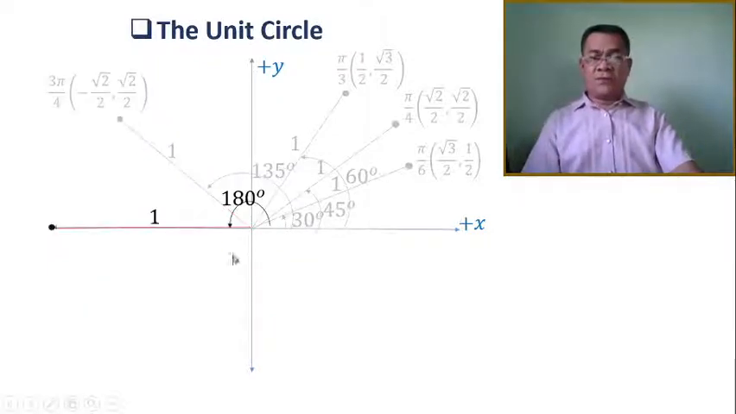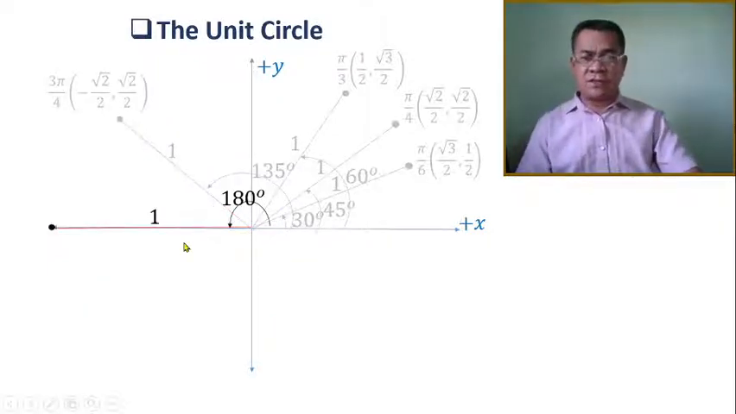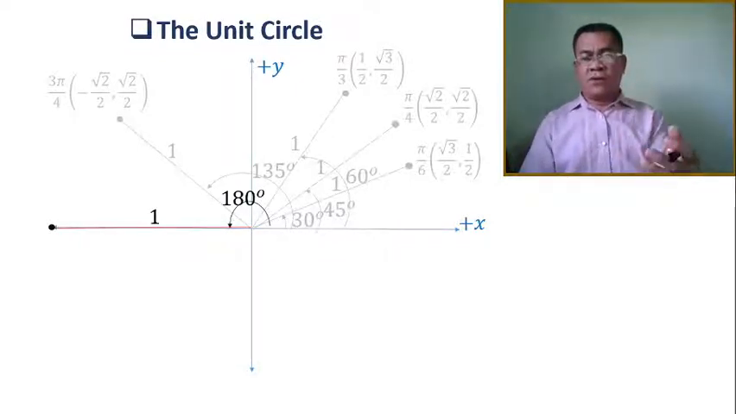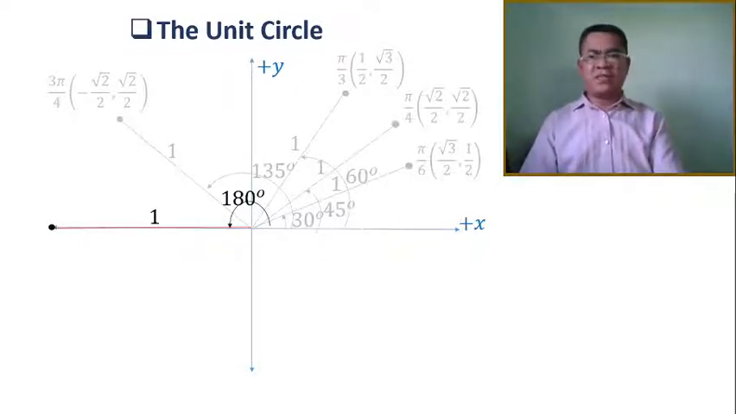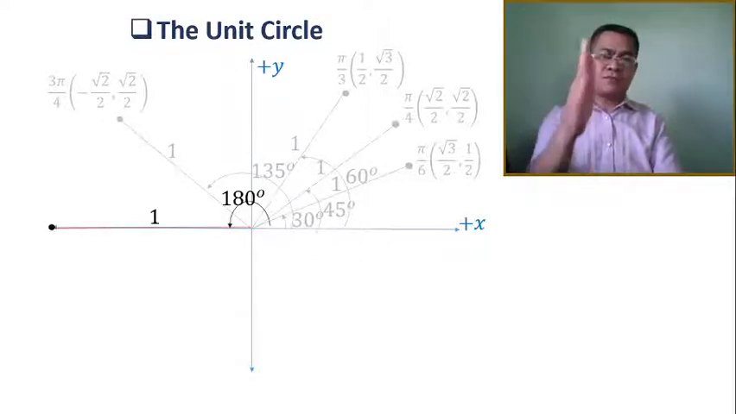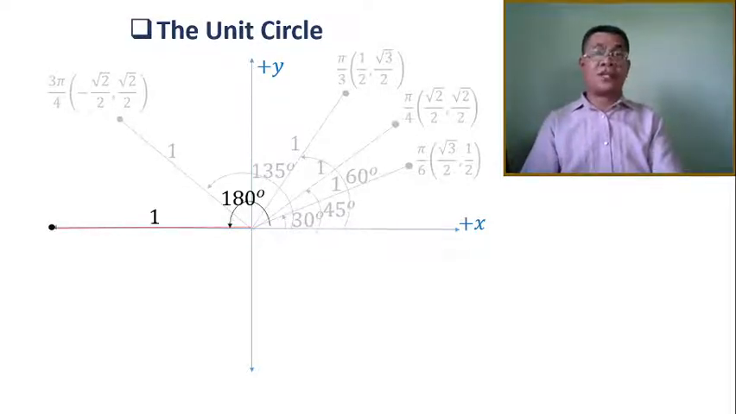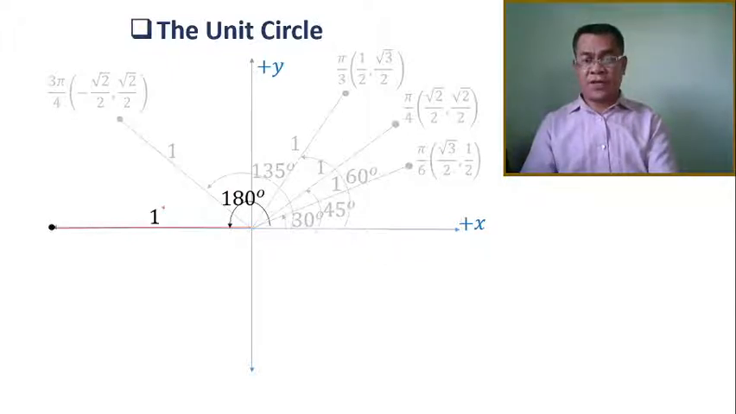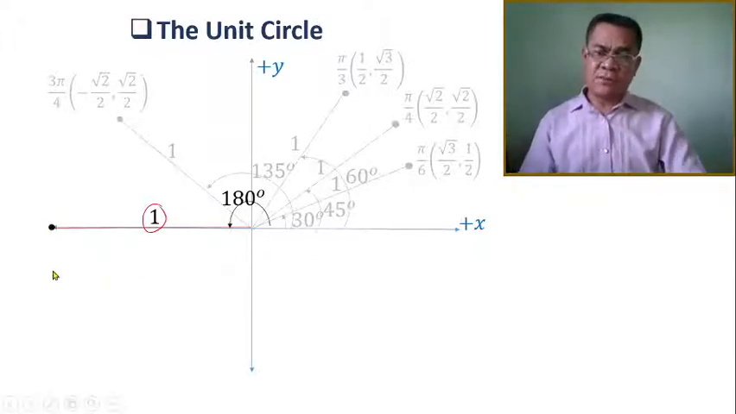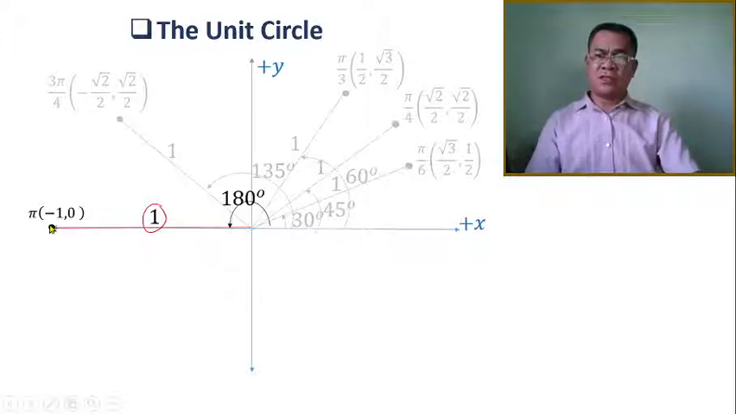Okay, so for the angle of 180, take note that all terminal sides located in the axes are called quadrantal angles. So quadrantal angles are special. Therefore, the 180 is special. So therefore, we can assign this as 1 unit. So if this is 1 unit, then we can provide the coordinate, and this is negative 1 and 0. This is for the angle of pi or 180 degrees.